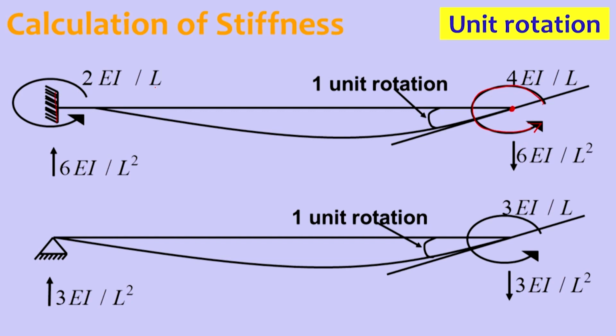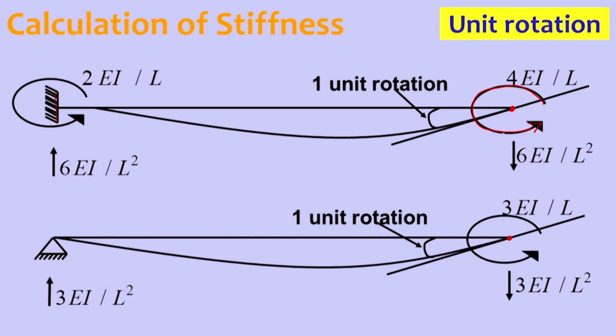And if we are applying 1 unit rotation at this end and the far end is not fixed but hinged, then we need 3EI/L. If the far end is fixed, we need 4EI/L, and the moment transferred to the other end, the carryover, is 2EI/L. Both 4EI/L and 2EI/L are in the same direction, that is anti-clockwise moment, and putting them together gives us 6EI/L total.